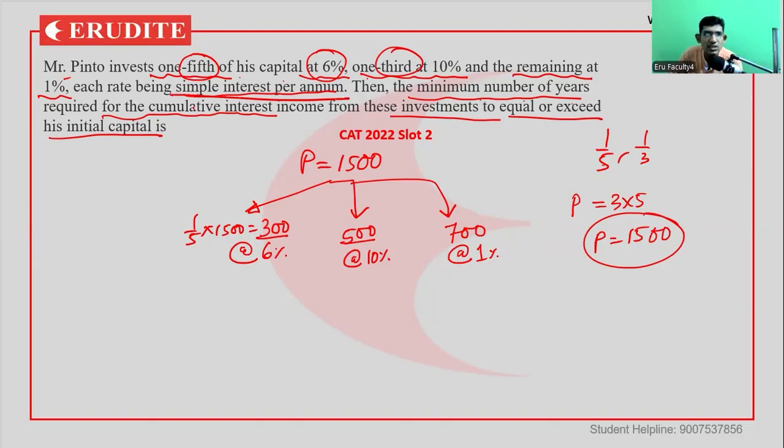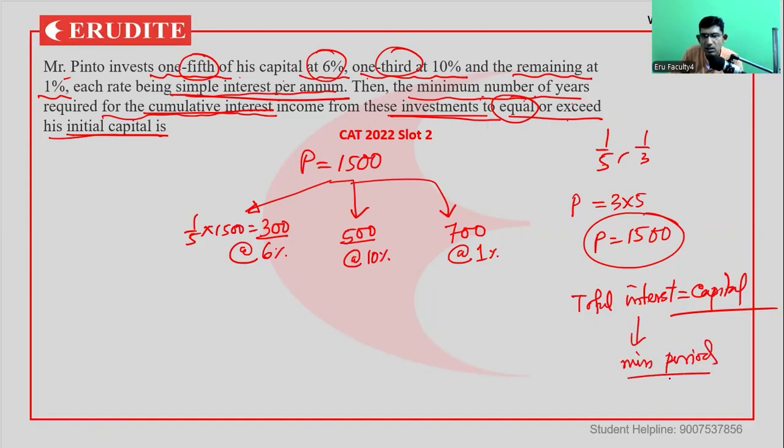Now, the minimum number of years in which the cumulative, meaning total, interest becomes equal to the initial capital. Obviously, the time period will be minimum if total interest is equal to the capital itself. If you exceed the capital, then the time period will also increase. So minimum years will happen if total interest is equal to capital.